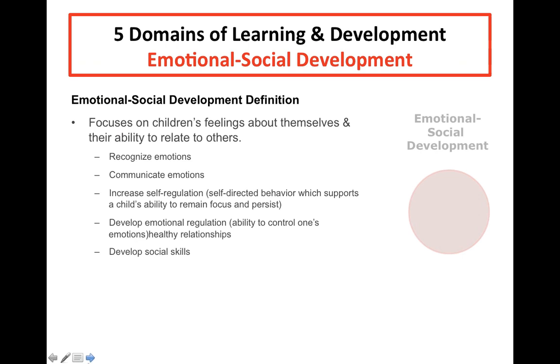So moving along, we are going to talk about the emotional social development domain. And this domain includes children's feelings about themselves and also addresses their ability to relate to others. Learning to manage and express emotions is also a part of this domain. Children's development in this domain affects their development in every other domain.